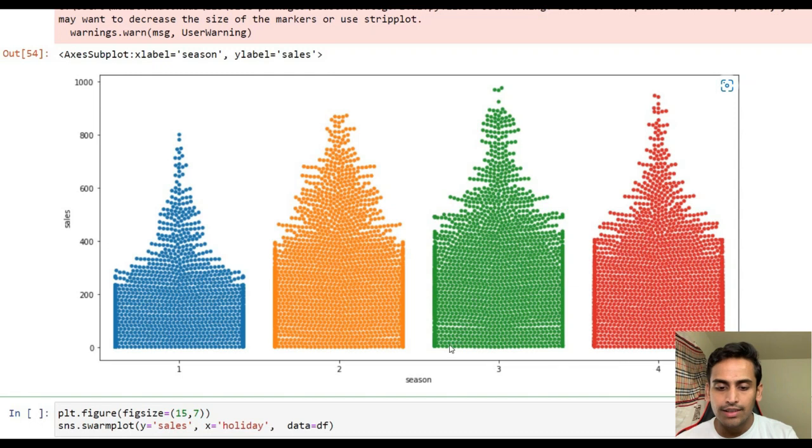And similarly with season 3 it's telling me the sweet spot of more density or concentrated region is between 0 to 600, and then afterwards it's shrinking a lot. And same with season 4. So strip plot and swarm plot can be used to understand univariate analysis. We can easily see what kind of density region is present in those areas.